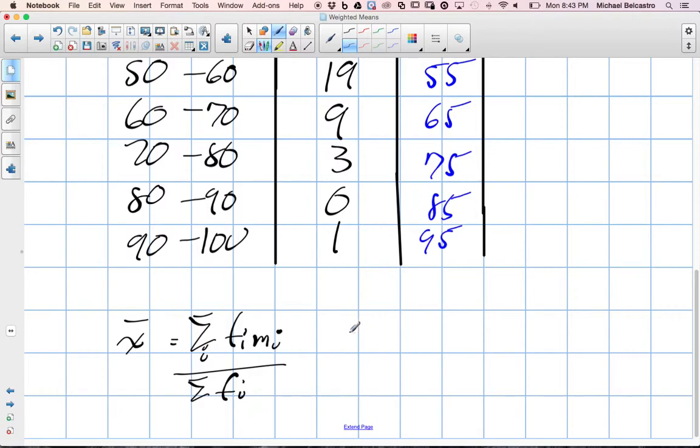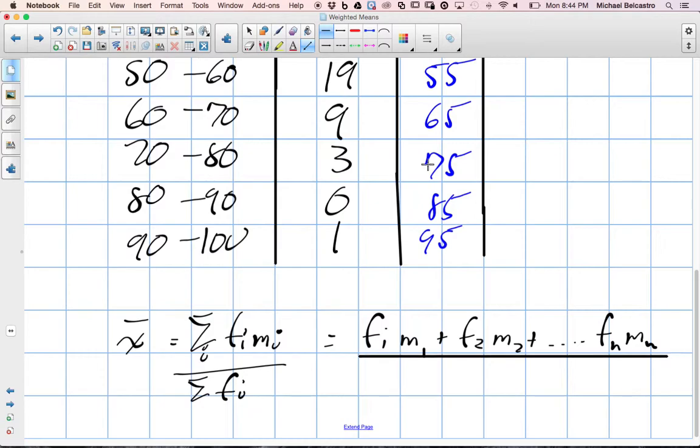This also means we take the first frequency times the first midpoint, plus the second frequency times the second midpoint, and so on all the way to the last frequency, usually called n, times the last midpoint value. And that's all divided by the same idea here: first frequency plus second frequency, plus all the way to the last frequency. So we can set it up like this if we're used to doing weighted averages.